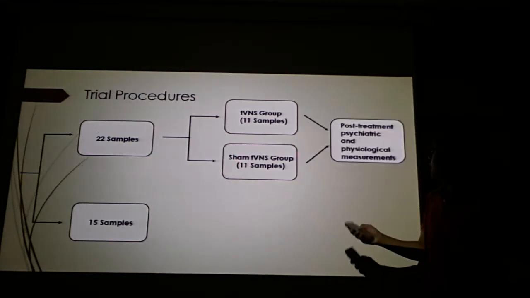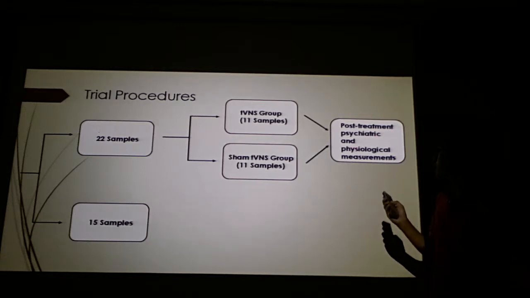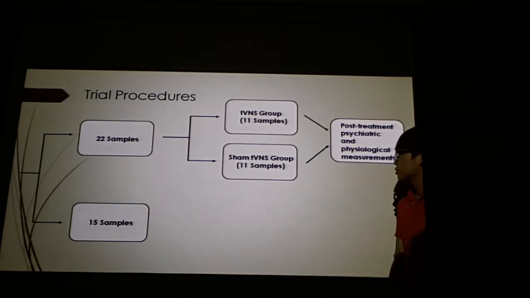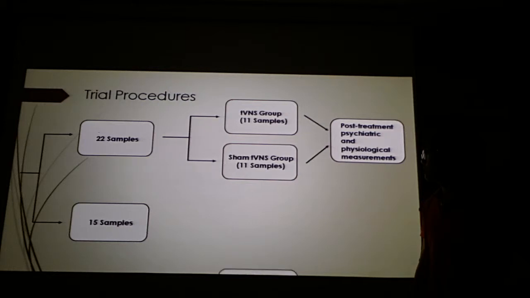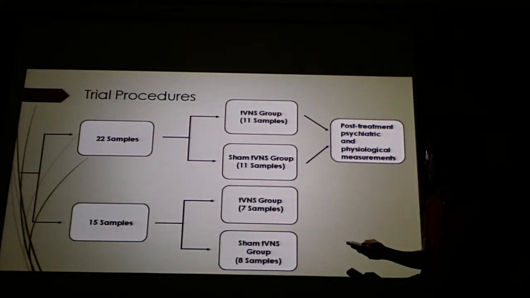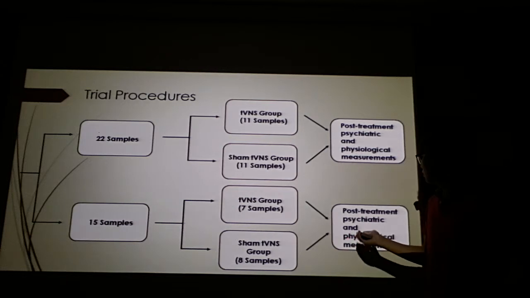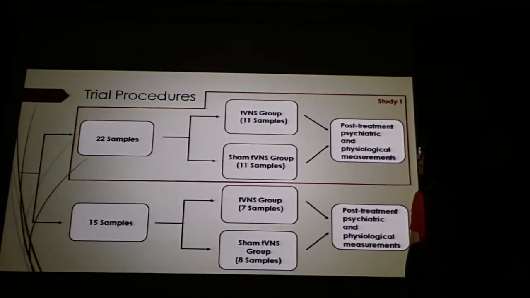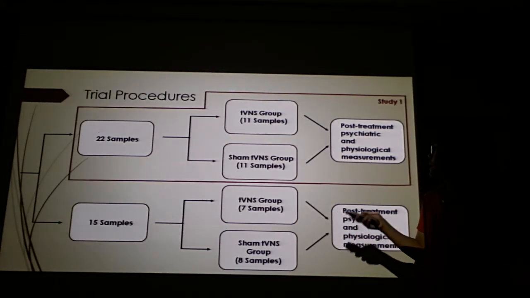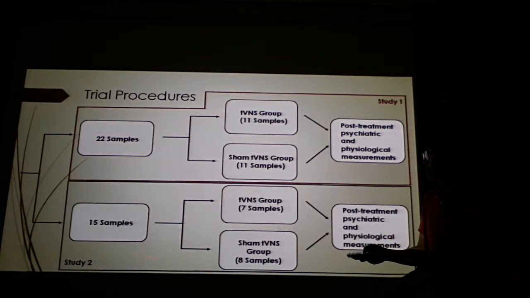And after doing this, we do the experiment and get the post-treatment psychiatric and physiological measurements in order to find out whether it improved or not. And for these 15 samples, same, 7 samples of TVNS and 8 samples of sham. And also get the post-treatment measurements. I call the 22 samples study 1 and the 15 samples study 2.